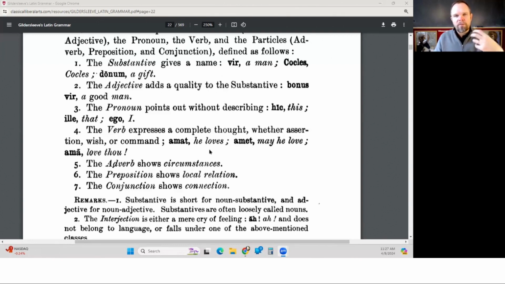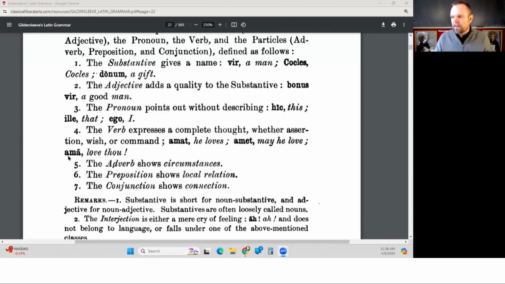It changes it from an assertion to a wish. So instead of saying he loves, which is an assertion, amet says may he love. It's an expression of a wish. And the speaker changes the form to make it clear that he's not making an assertion. He's expressing a wish or a desire or even a prayer. Okay? So you can see how the form changes, as simple as the changing of a vowel, and it changes the meaning of that verb.